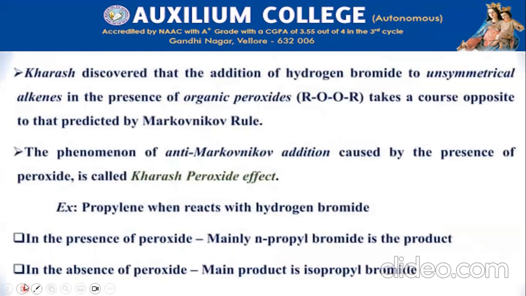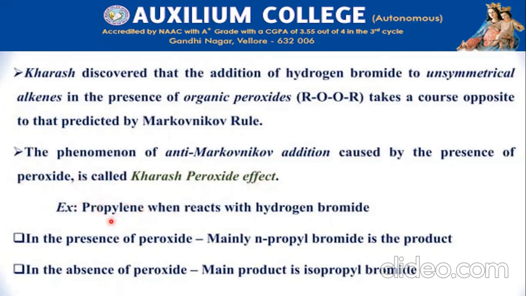Kharasch discovered that the addition of hydrogen bromide to an unsymmetrical alkene in the presence of organic peroxides, that is ROOR, takes a course opposite to that predicted by Markovnikov's rule. So this is anti-Markovnikov's addition, which is caused by the presence of the peroxide. So here we are using peroxide, which is called the Kharasch peroxide effect.